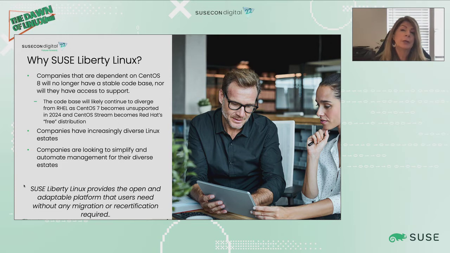This means that you no longer have a stable platform because the code will continue to diverge. You'll have to choose to go with Red Hat's new CentOS Stream, which I'm not sure is really a stable platform, move to another CentOS clone, move to Red Hat Enterprise Linux and pay the cost, or come to SUSE.